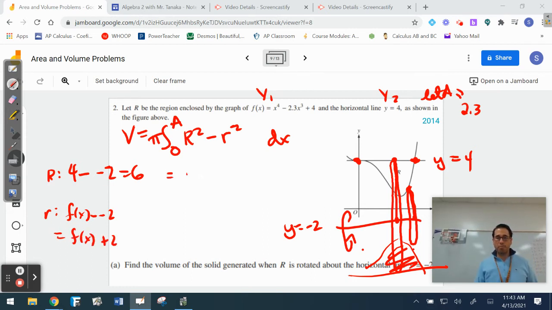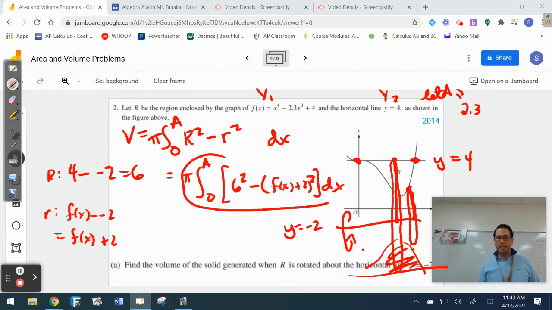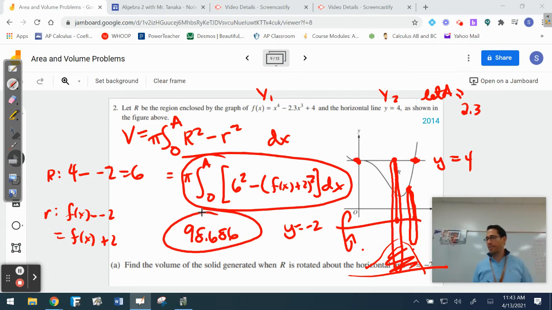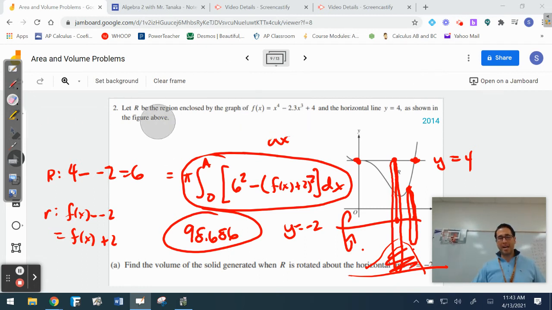So my final setup would be pi times the integral from 0 to a of 6 squared minus f of x plus 2, squared, dx. And if you plug all of that stuff into your calculator correctly, you get 98.686 or 98.687, depending if you round or truncate. And yes, you could have left the pi out there and just given the decimal for the integral part, and you still would have got full credit. That was worth 4 points. So that was worth a ton.